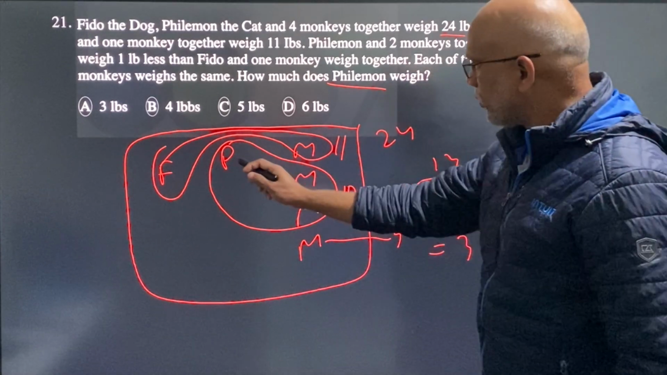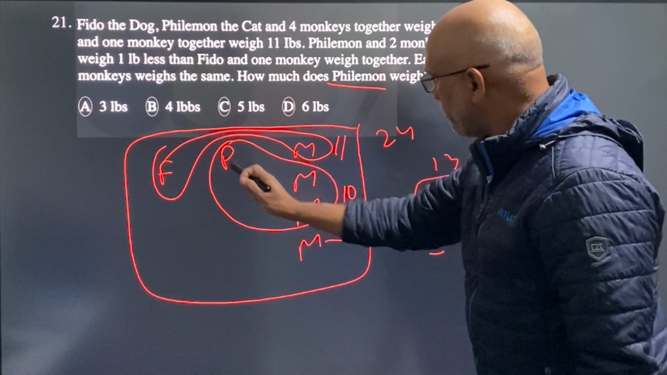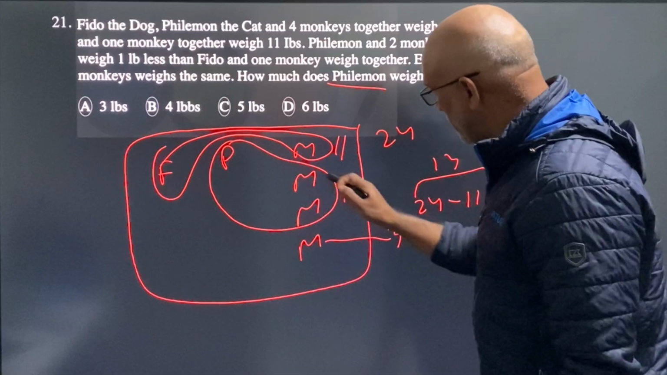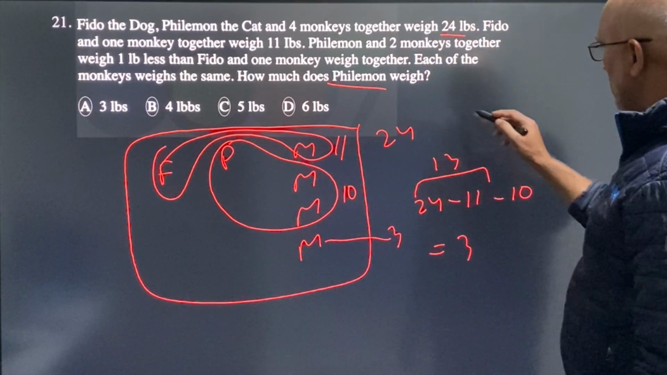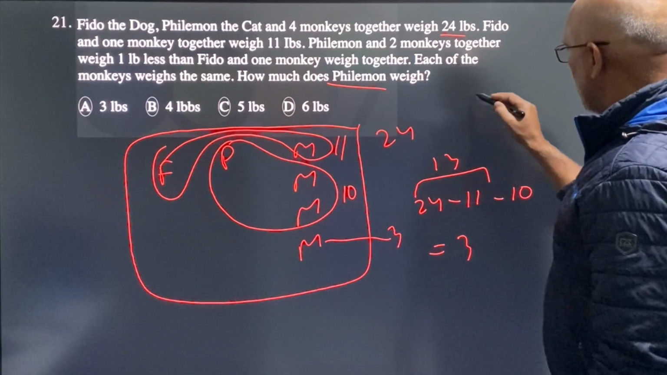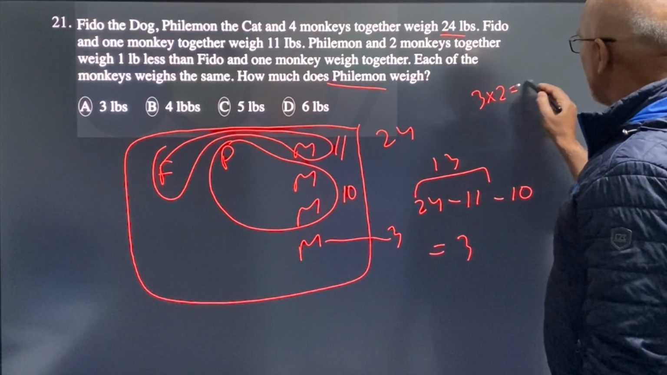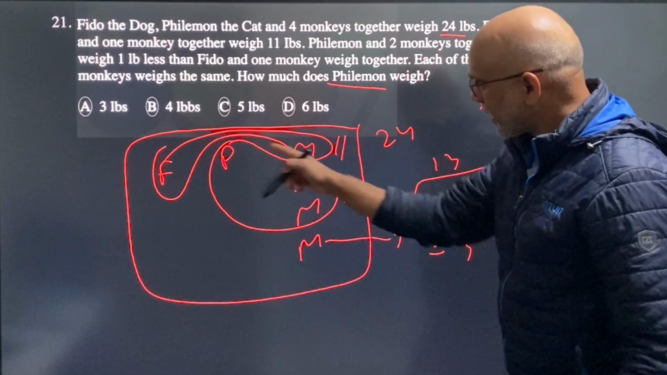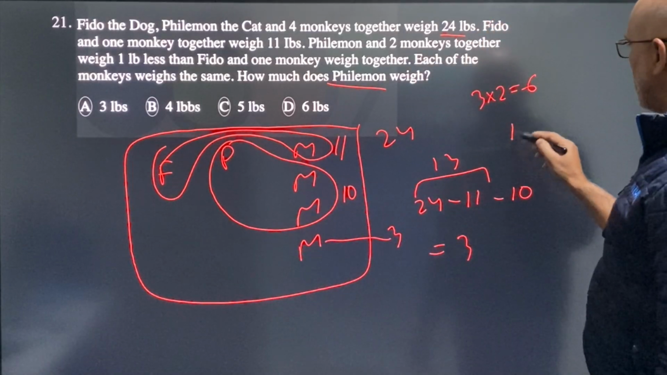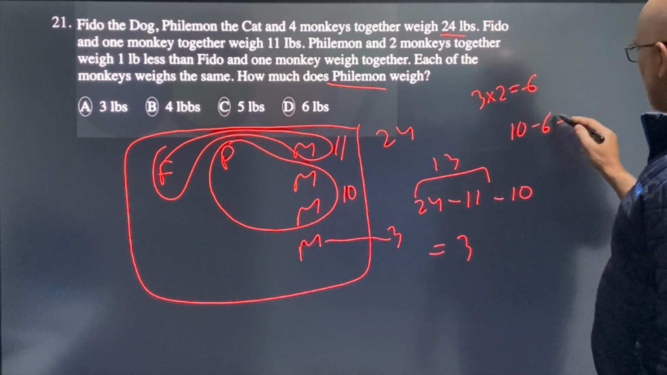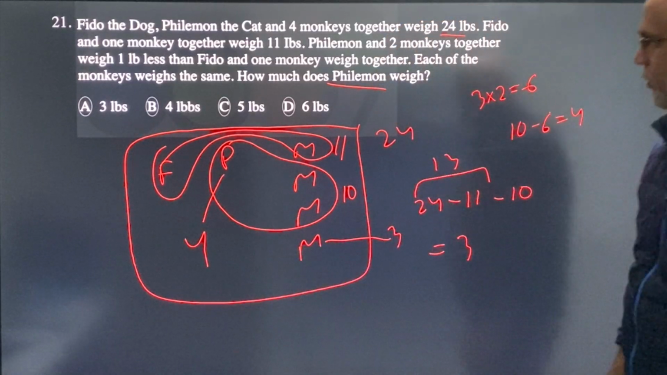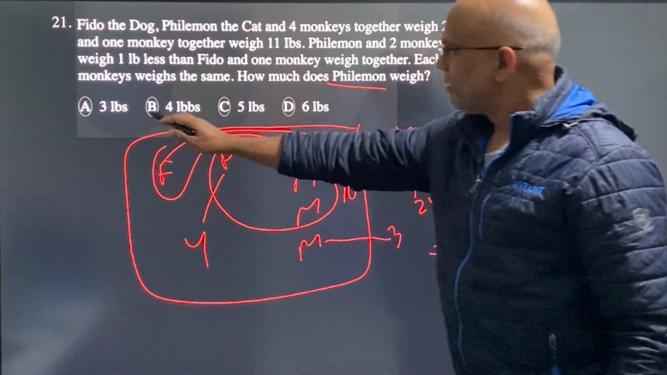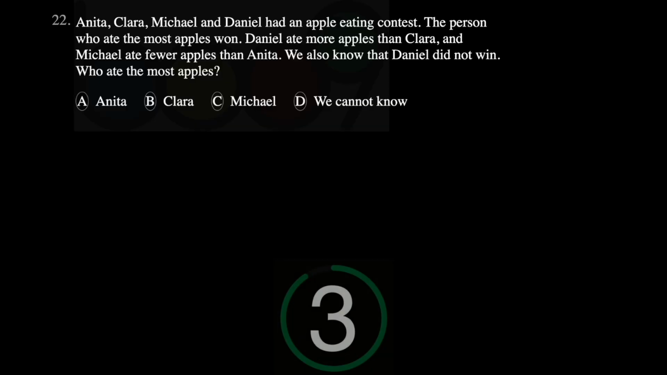So I want to find the weight of this, but I know that P and 2 monkeys weigh 10. So if I take away 2 monkeys from here, 2 monkeys will be 3 times 2, which is 6. So if I take out 2 monkeys, that will be 10 minus 6, which is 4. So this must be 4, right? Then B is the correct choice.